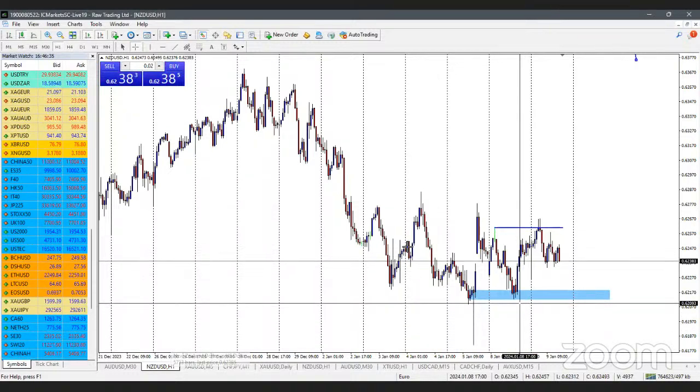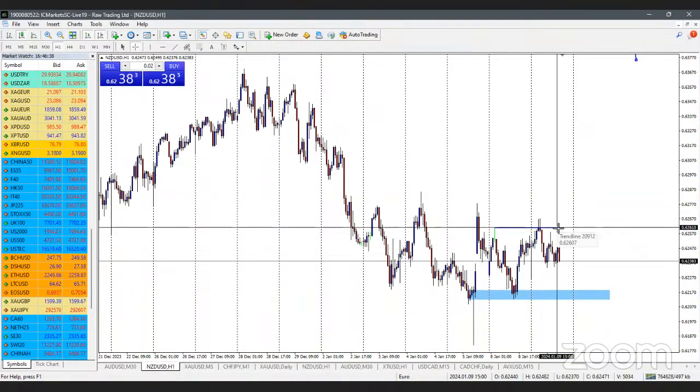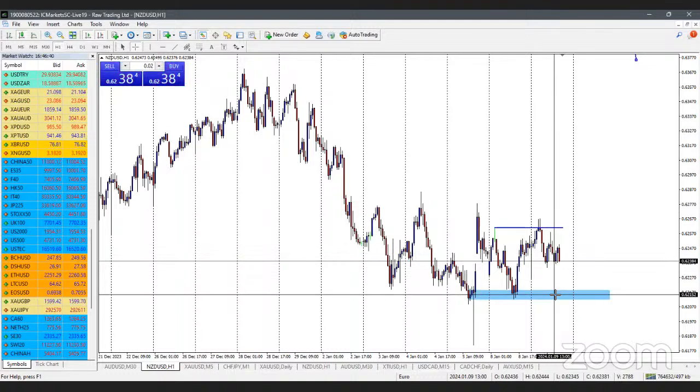And again, they have the same similar structure. It's just that NZD/USD is clearest on the H1 to see.